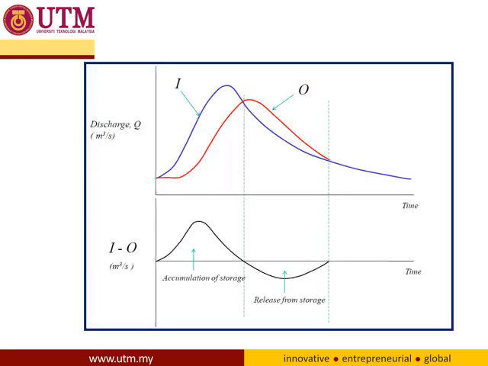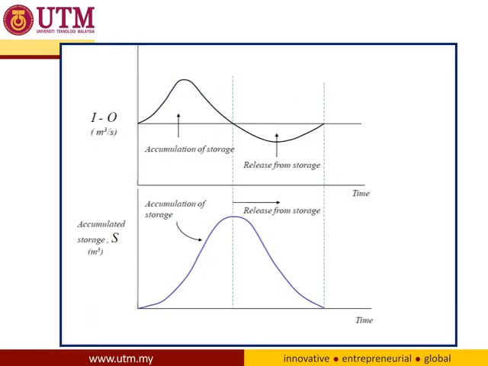Okay, so for channel routing, we may also look at it this way. I minus O. So we have accumulation of storage and we have release from storage. Then we can estimate the accumulated storage by just accumulating this I minus O. Just accumulate each value according to the time. We can just add one by one, so we can get this kind of accumulated storage graph.